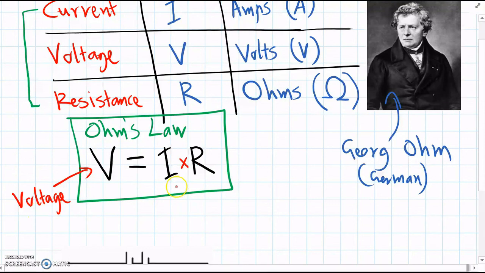So voltage means I, which is current, multiplied by the resistance. So if we know the current and the resistance of a circuit, we can calculate the voltage.